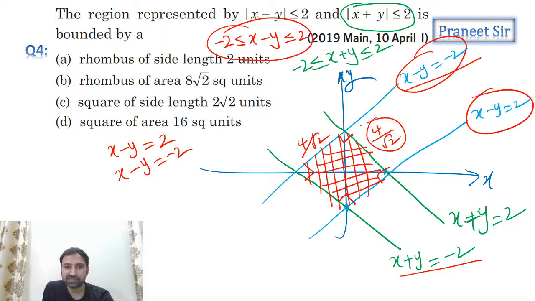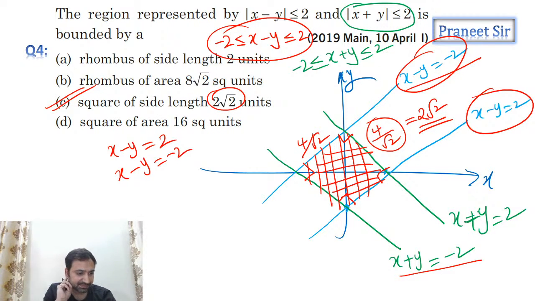So in the options, if you see, square of side 2 root 2. He is saying 2 root 2. But here 4 by root 2, if you calculate, we are getting 2 root 2 only, guys. So we can say that it is a square of side length 2 root 2 units. So the third option is satisfying it.